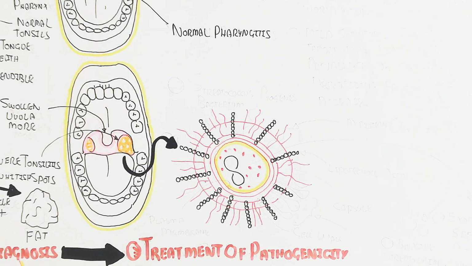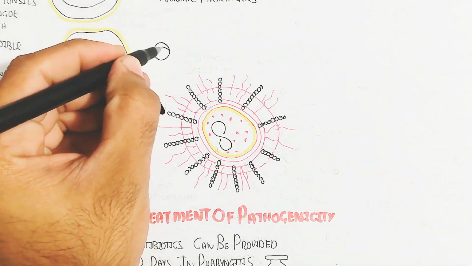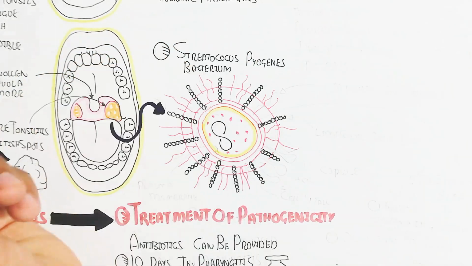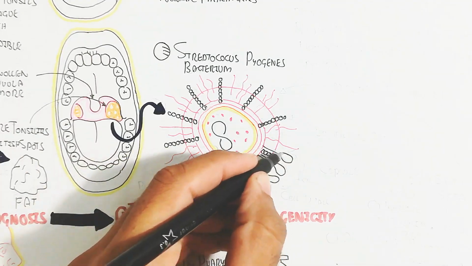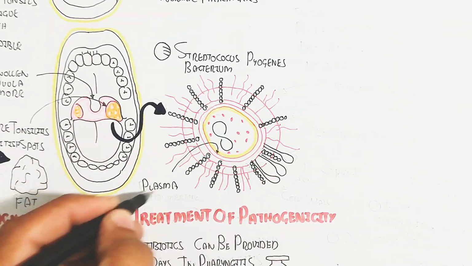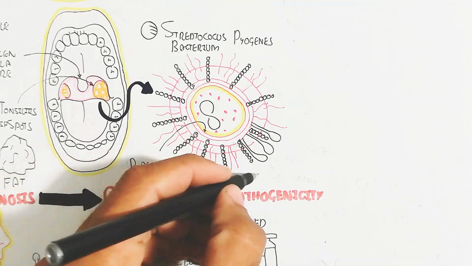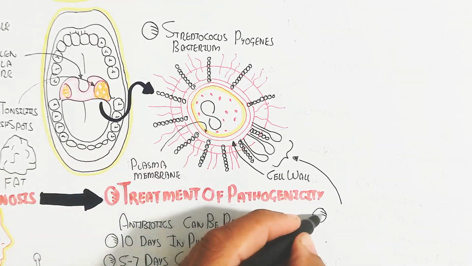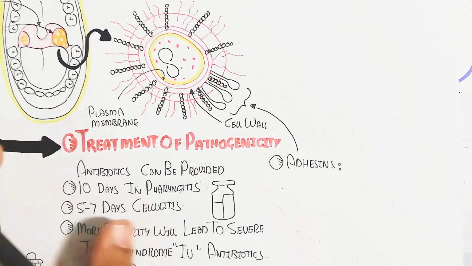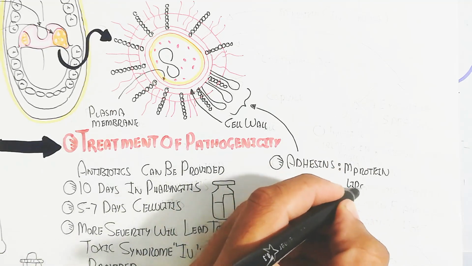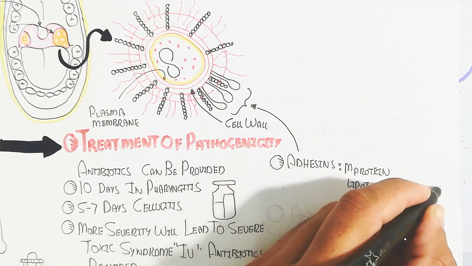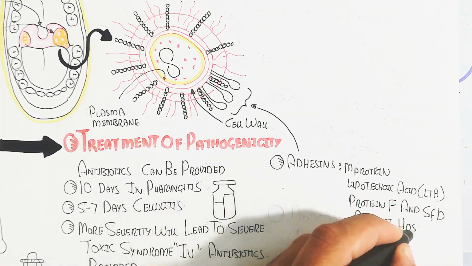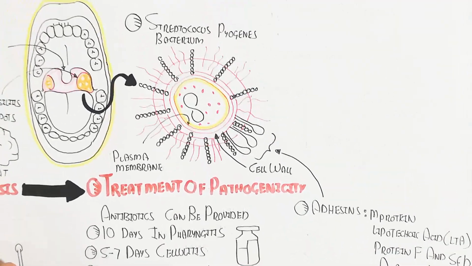So this is the structure of the Streptococcus pyogenes bacterium. Basically, it contains different proteins. That is why the different proteins, evolutionary adaptation and recombination let it adapt more, and it is not easy for the body to escape it or mount an immune response. The adhesion molecules are the M protein, lipoteichoic acid, and protein F and SFB.